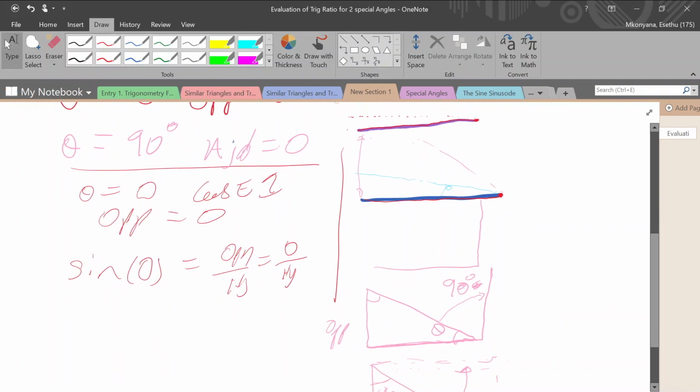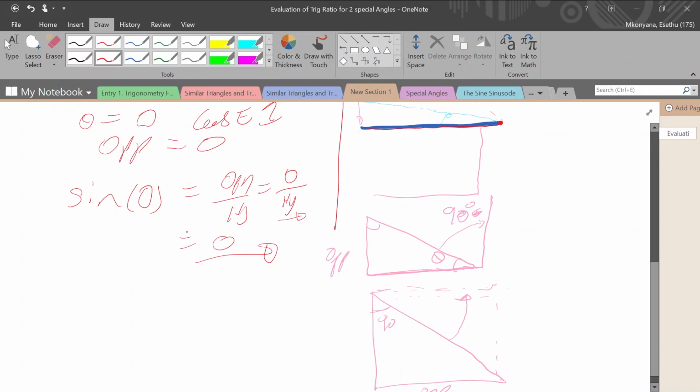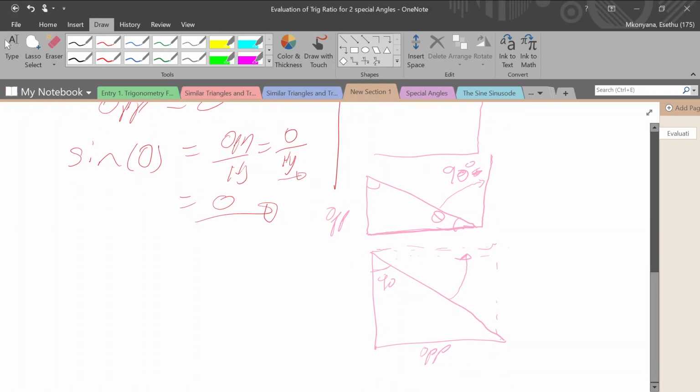So whenever you divide 0 by a number, that is 0, so sine of 0 will always be 0. Remember that we said these ratios are the same and dependent on an angle. The trigonometric ratio of a certain angle will always be the same. It doesn't matter how big or small the triangle is. That's what we're developing when we're looking at similar triangles.